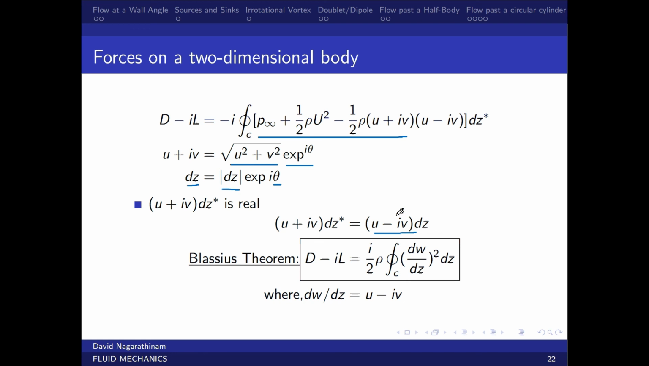Now based on that observation, it can be shown that D minus iL is going to be represented by i times rho by 2 closed integral of the derivative dw by dz, whole squared, times dz. Essentially this particular term dw by dz is u minus iv.